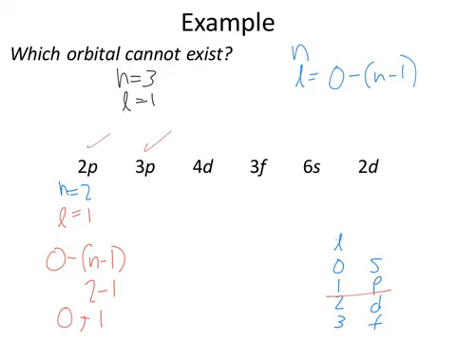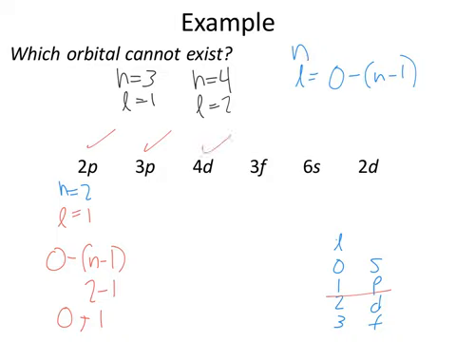Let's look at 4d. So 4d, the n value, the energy level, is 4. And the L value is going to be equal to, well, let's take a look. Our d's are equal to 2, so our L value is going to be equal to 2. Can this exist? Well, again, our possible L values are 0 to n minus 1. n minus 1 in this case would be 3, and this fits right in. It could be 0, 1, 2, or 3, and this is 2, so that also works.